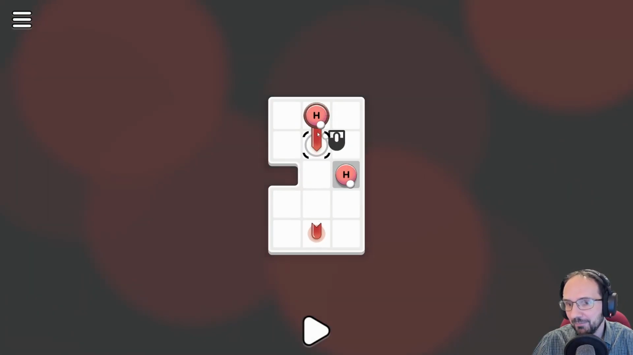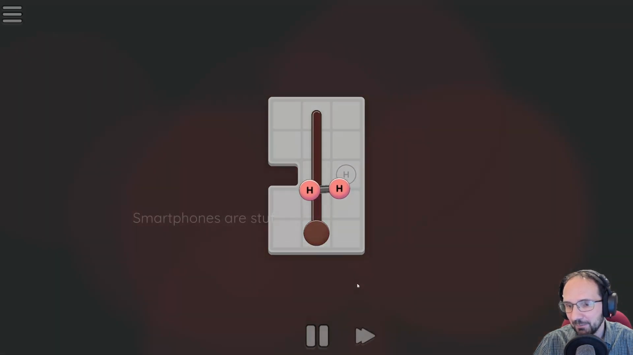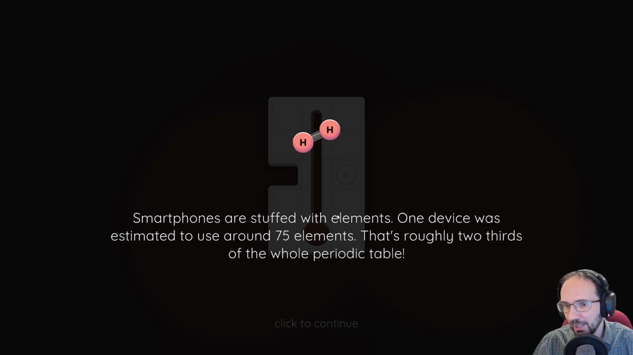Okay, here we go. We are a hydrogen atom, and we will draw paths from the beginning to the exit. And then once we've done that, we will press play and they will join up to form molecules along the way.